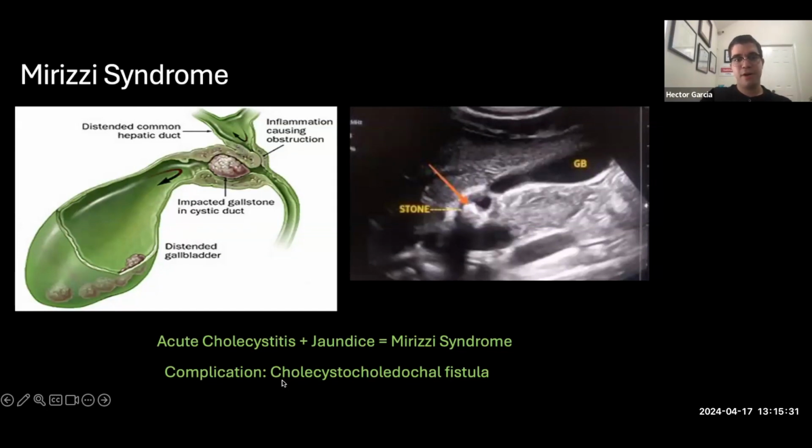And usually for exams, what they look for is a possible complication of this, a cholecystocholedochal fistula, meaning a fistula between the cystic duct and the common bile duct. Anytime you block the common bile duct, you get jaundice. So every time they test this condition in UWorld, the right answer for a complication is going to be cholecystocholedochal fistula. And in the ultrasound image, we see the stone lodged in the cystic duct, compressing the common bile duct.